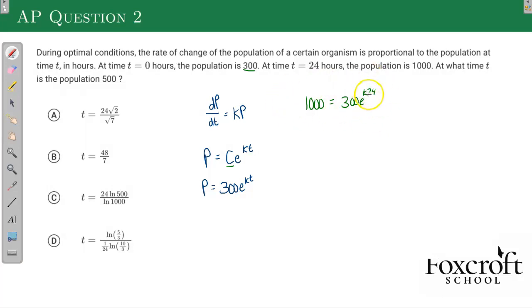So if you look at this, that's a 24. If you look at this, the only thing I don't know in this equation is k. You might say you also don't know e, but remember e is just a number, 2.7, and so you know what e is. The only thing we don't know is k, so we can actually solve for k. So how can we do that? We can divide both sides by 300.